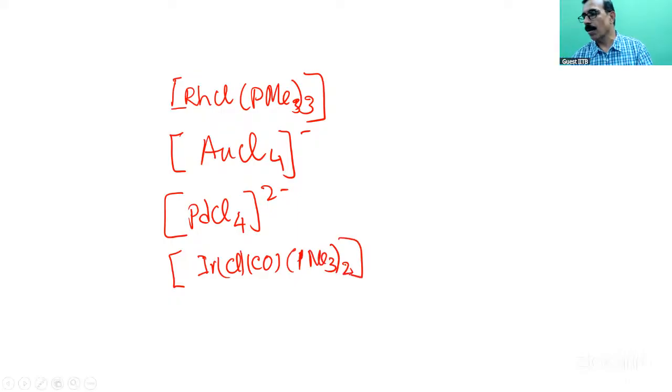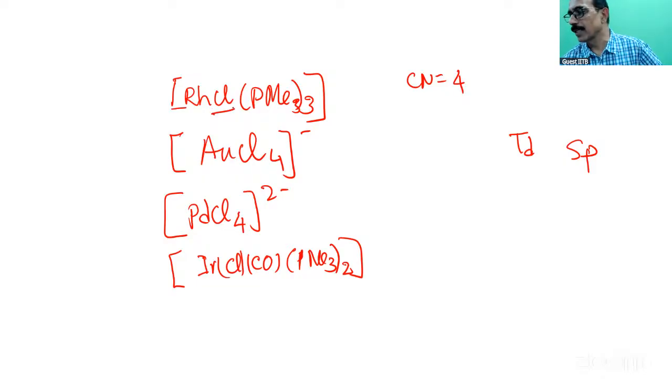If you consider all these complexes, the coordination number equals 4. And of course, when coordination number is 4, you have 2 options. One is tetrahedral, other one is square planar. Looking at the anionic ligand, rhodium is in +1 state, AuCl4 being anionic, is 3+, palladium 2+, and iridium +1.